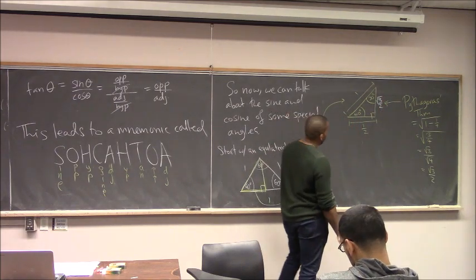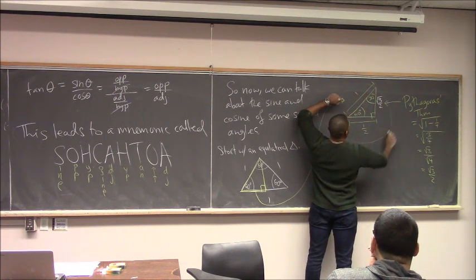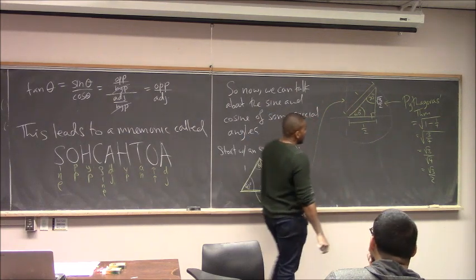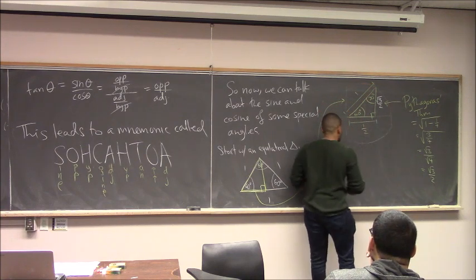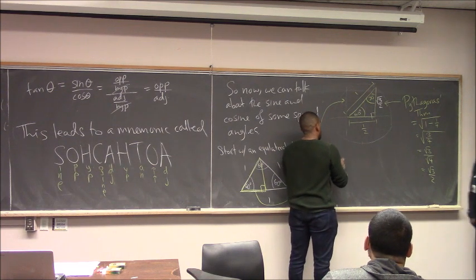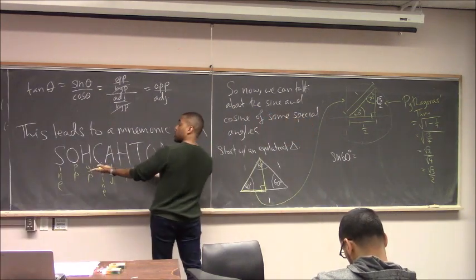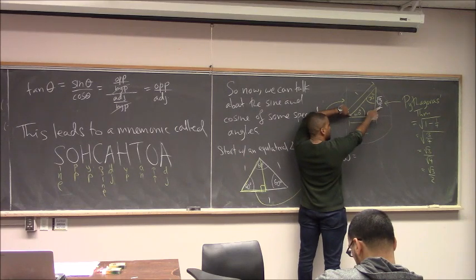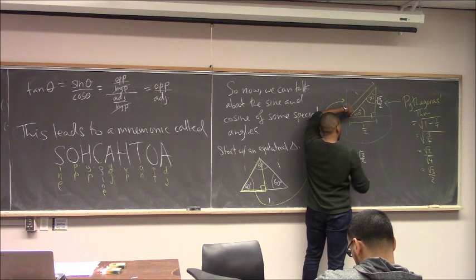Now, remember, I can imagine this triangle as being on a circle of radius 1 centered at the origin, and now it becomes easy to talk about the sine and the cosine, because the sine gives us the vertical length, and the cosine gives us the horizontal length. So here I can start to talk about, say, the sine of 60. SOHCAHTOA would tell us that the sine is the opposite divided by the hypotenuse. So I get that the sine of 60 is radical 3 over 2.